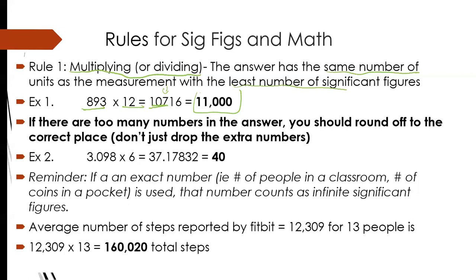Now, remember that if you have an exact number, then that one has as many significant figures as you possibly can need. And so if we have the average number of steps reported by 13 people, we don't want to be held down by that 13. That 13 is an exact number. We know that there were 13 measurements that got brought in. That doesn't hold us down. So our answer, instead of having only 2 significant figures, should have 5, which is how we got that 160,020.